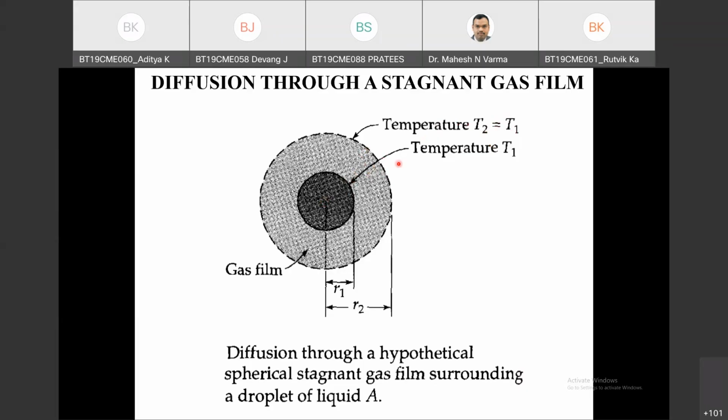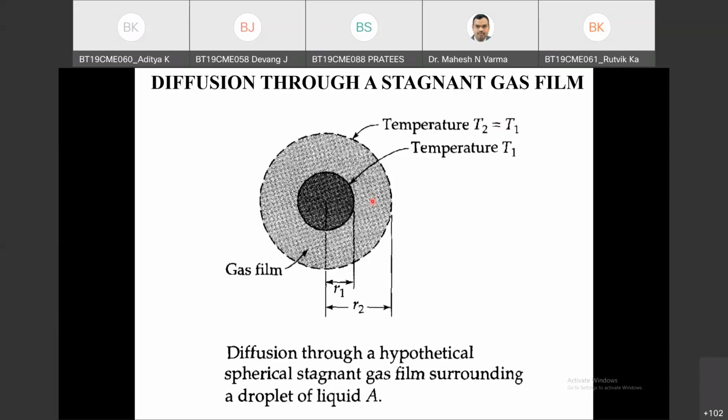Devang, yes, sir. Can you explain, what are the three directions in spherical coordinate system? Sir, R, theta, and phi. So the concentration should vary in R direction only. Why is it not varying in theta and phi direction? Because of symmetry. The problem is symmetric around theta and phi. Hence, there is no variation of concentration in theta direction and phi direction.